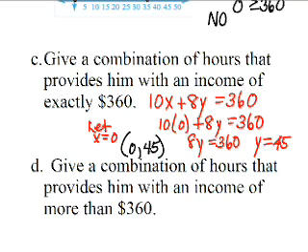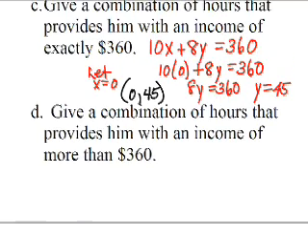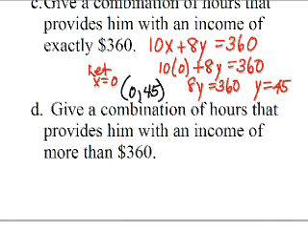Part D asks, give a combination of hours that provide him with an income of more than $360. So there are many answers, and one possible answer is (10, 35).